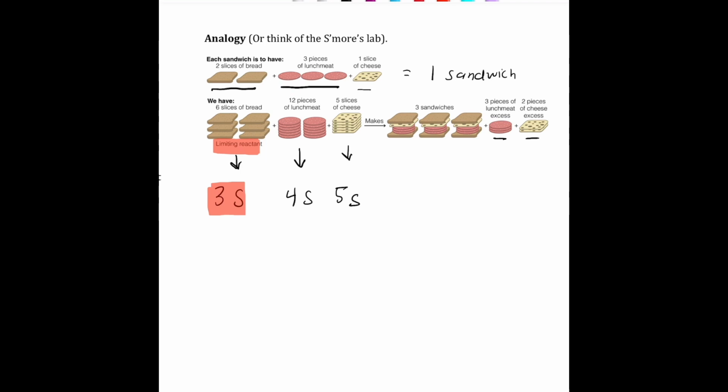Now, while we were able to do this all in our head just with some basic reasoning, really what we're doing here with the 2, the 3, and the 1, those are really just mole ratios. So when we have an equation with mole ratios, we're doing the same thing. We're dividing to figure out how much is going to be left.